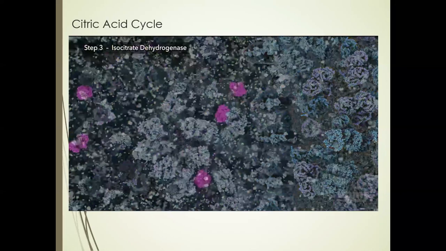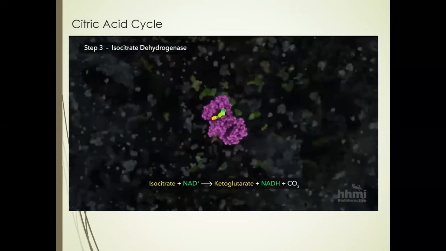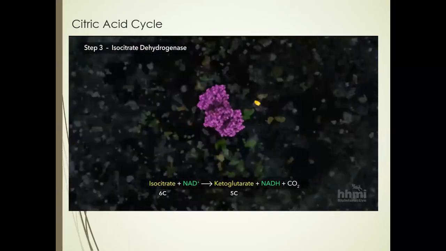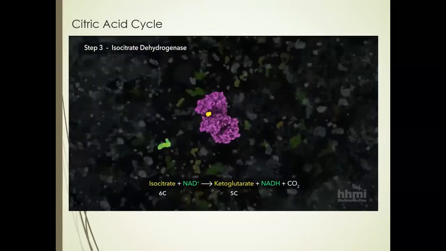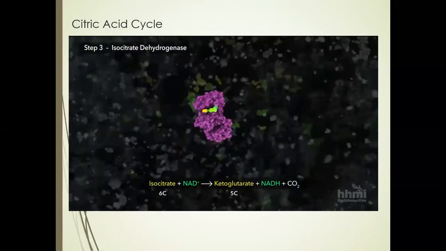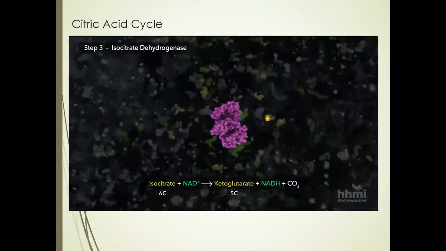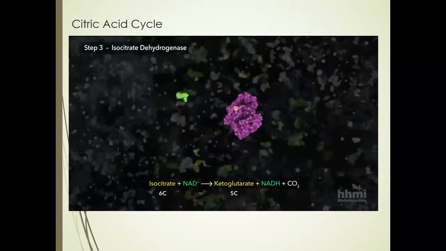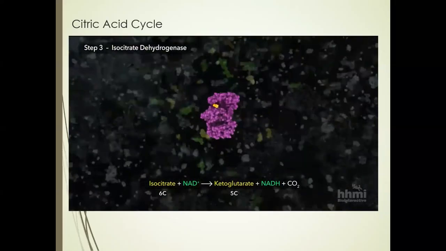Step 3 of the cycle removes a carbon atom, forming carbon dioxide as waste, while converting 6-carbon isocitrate to 5-carbon ketoglutarate. During this process, chemical energy is harvested when 2 electrons are transferred to coenzyme NADH, which delivers them to nearby enzymes of the electron transport chain.